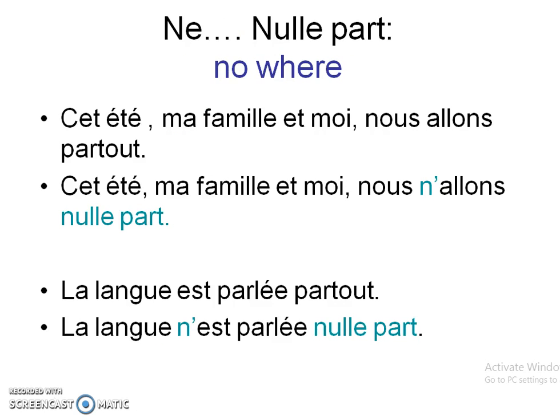Ne nulle part, which means nowhere. Cet été, ma famille et moi, nous allons partout. This summer, my family and me, we are going everywhere. This summer, my family and me, we are going nowhere. So ne before the conjugated verb, and in place of pas, I put nulle part. La langue est parlée partout. The language is spoken everywhere. La langue n'est parlée nulle part. The language is not spoken anywhere.